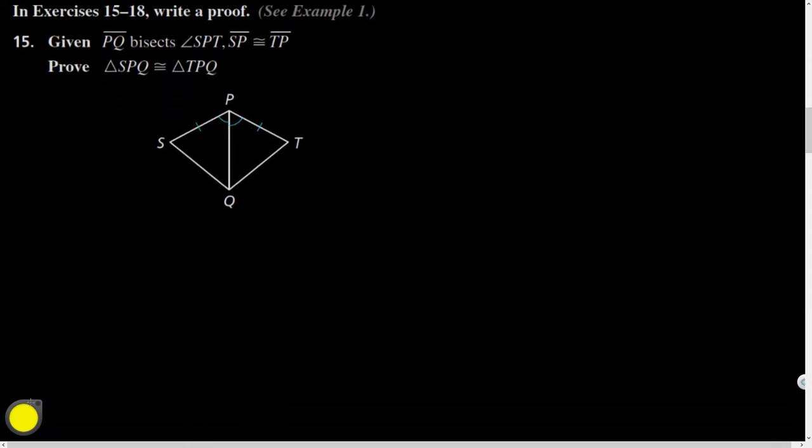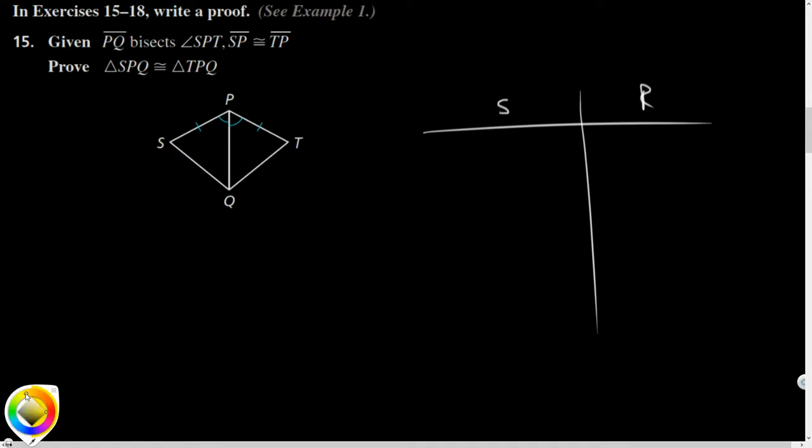Let's write a 2-column statement. Here we go. Let's label some of our stuff here. Up there. So I know PQ bisects angle SPT. You know what? Watch how lazy I am here. That's sneaky right there. And yeah, there's technically 2 that we're given. I listed all of them.